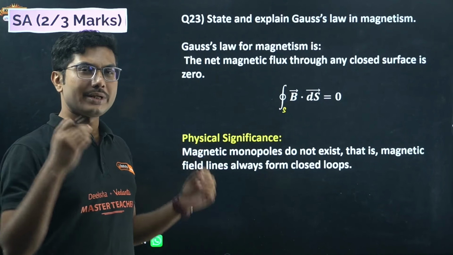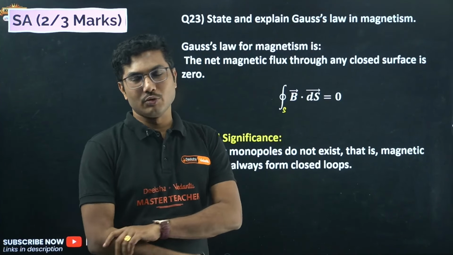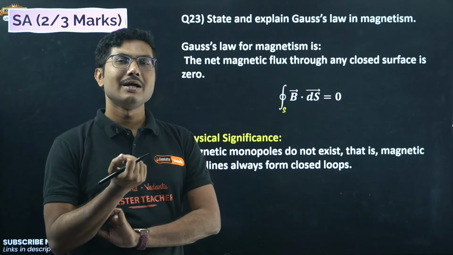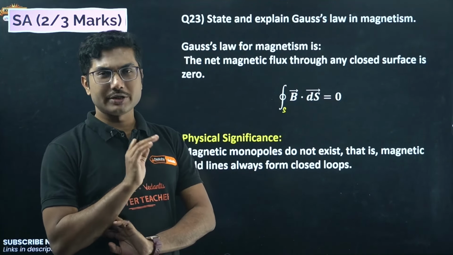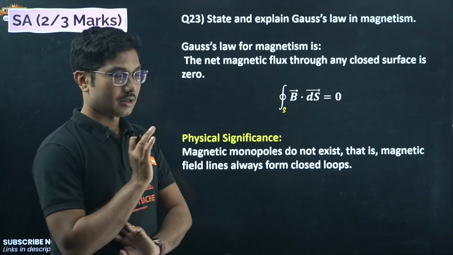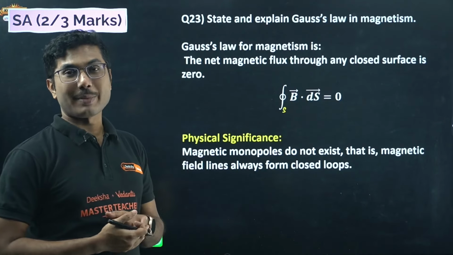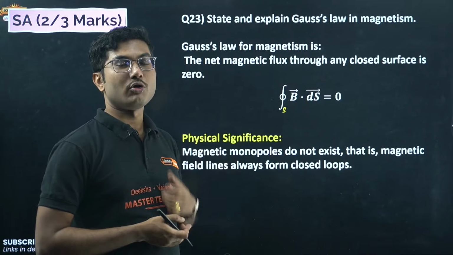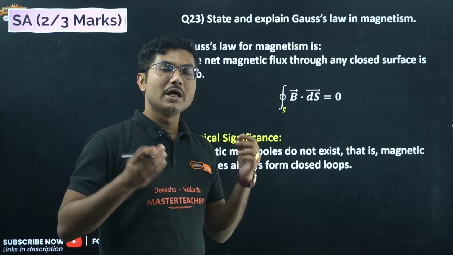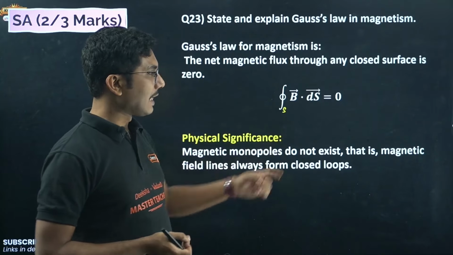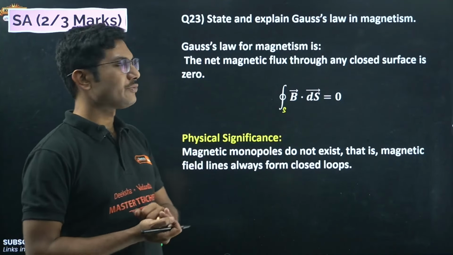A magnet always comes as a dipole. Magnets are always dipoles. In case of electric charges, dipoles are optional; obviously you can separate positive and negative charges. In case of magnetism, a separate north pole or separate south pole is not possible. South and north always come in a pair. That is, magnetic field lines always form closed loops.